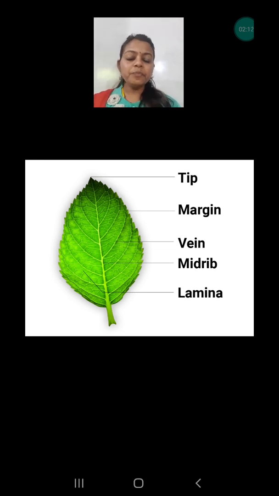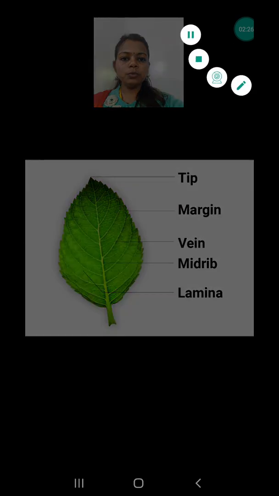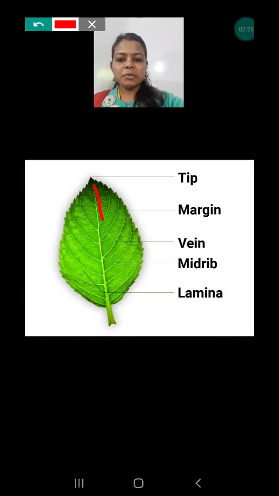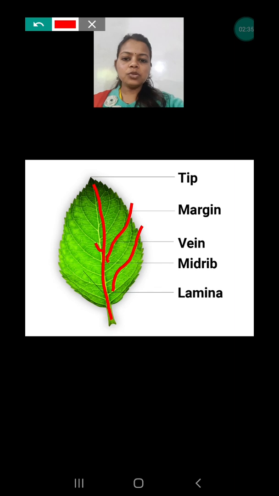First is lamina. Whatever flat surface you are seeing, that flat surface is known as lamina. Midrib is the small pipe-like structure which is going through the in-between of this leaf. Let me show you. This is the midrib, which is also known as main vein, and the parallel lines running from it, dividing from the main vein, are known as side veins.